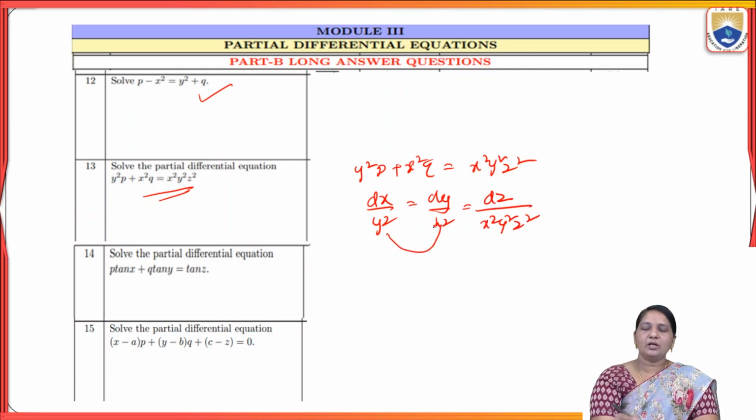So now we can get one solution from the method of grouping, and the second solution also we can get from the method of grouping. Then we can write the final general solution, that is phi of u comma v equal to 0.